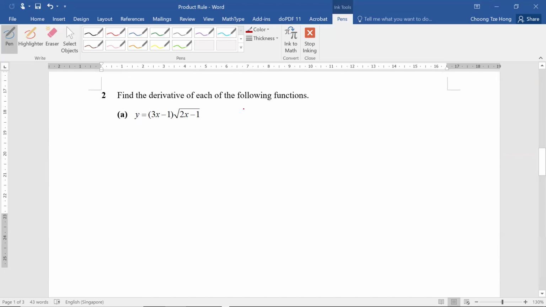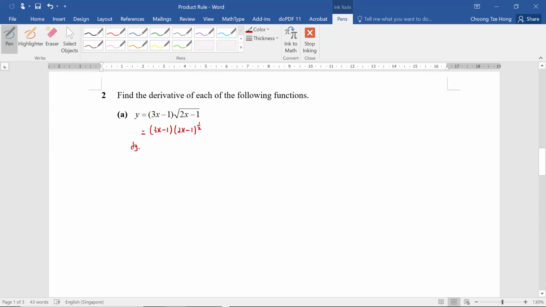Okay, so over here we are asked to differentiate each of the following functions. Okay, let's prepare this in a form that is suitable for differentiation. So this one we'll just change to power half. So square root is power half. Okay, now we can perform the differentiation.